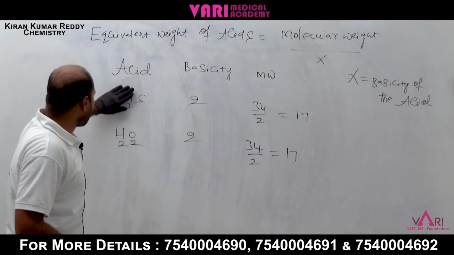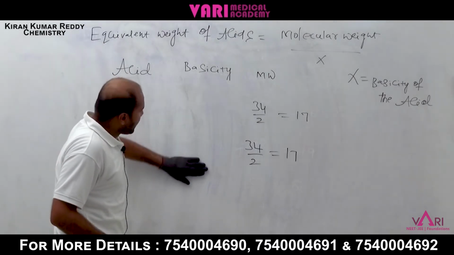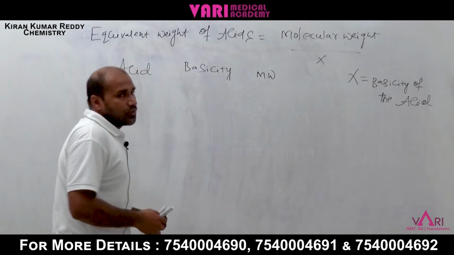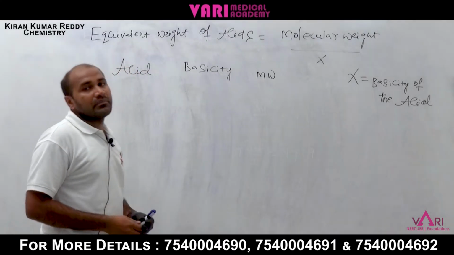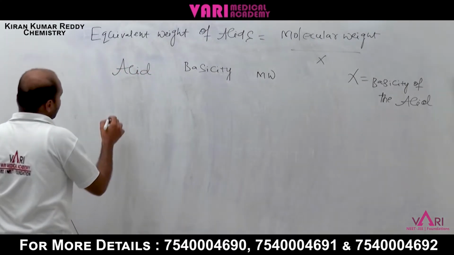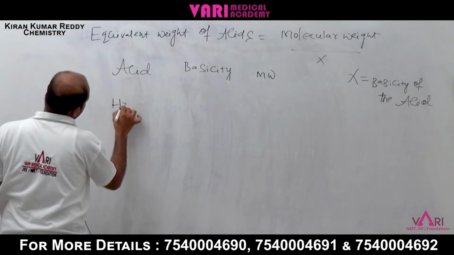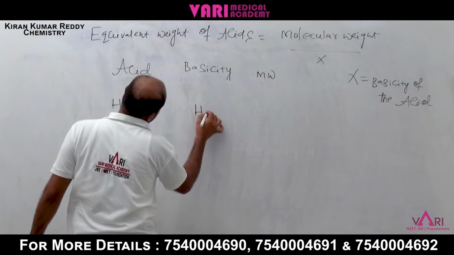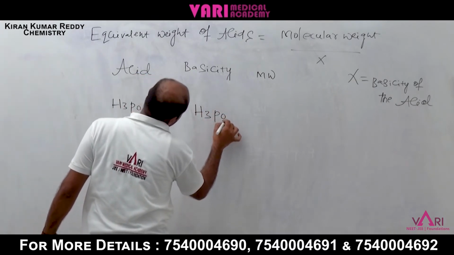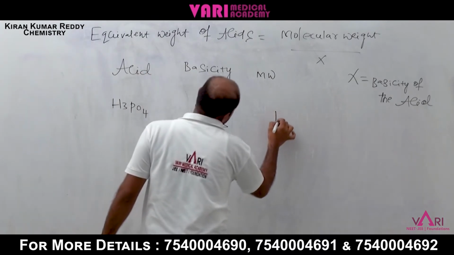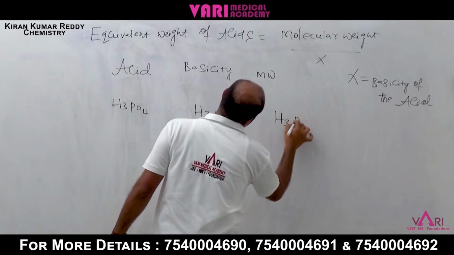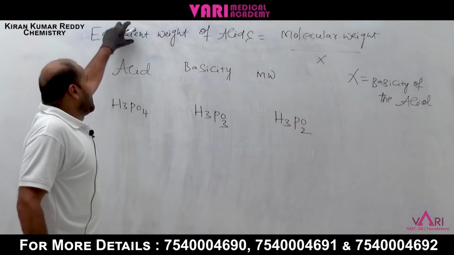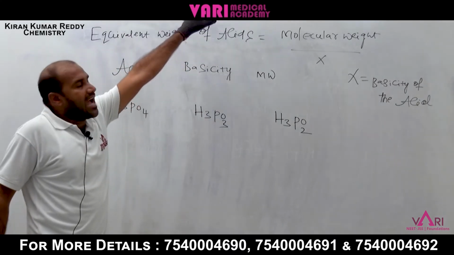If you take another type of acids, oxy acids, how do we calculate the gram equivalent weights? If I am taking H3PO4, another one is H3PO3, next one is H3PO2. In these structures, how to calculate the equivalent weight of the acids?